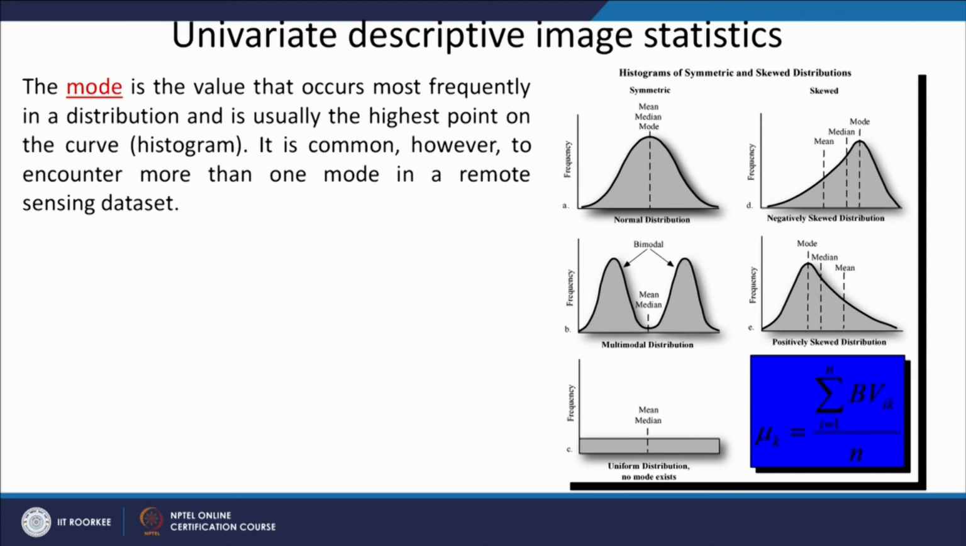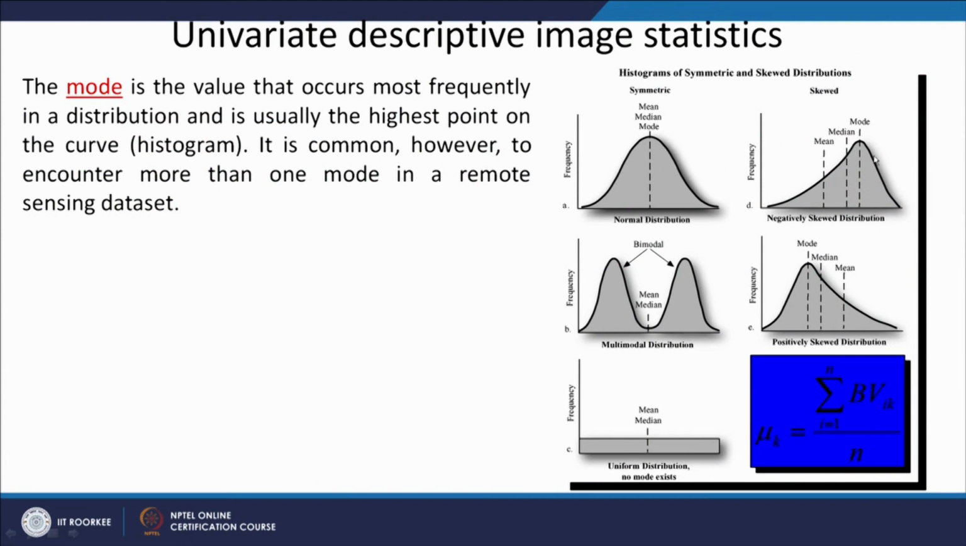And then mean and median, when you are having a uniform distribution, that means all pixel values are the same, which is a very rare case, except in desert areas, where you may have a distribution something like that. So in the last, let's look at how mode, mean and these are defined. The mode is the value that occurs most frequently in a distribution, usually the highest point of the histogram curve. It is common, however, to encounter more than one mode in remote sensing data sets. Like here, we are having two modes. So this is a bimodal scenario.